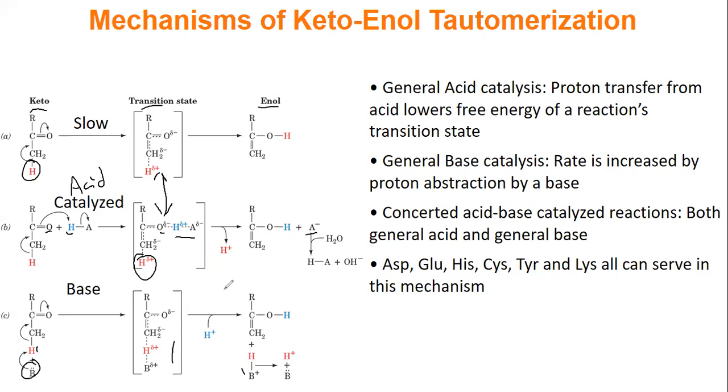And the amino acids that are used in this should be no surprise if you remember your amino acids. Asp, Glu, His, Cys. Cys should be a little bit of a surprise, but it has that SH there. Tyrosine and lysine. Tyrosine has the OH on top. Cys has the SH. So they can do acid and base chemistry a little bit.